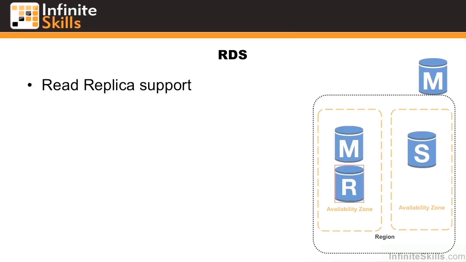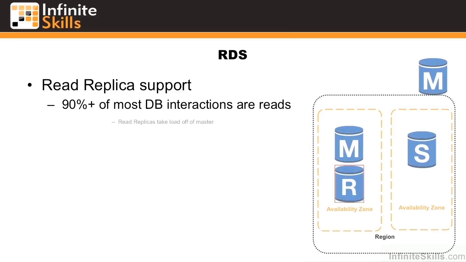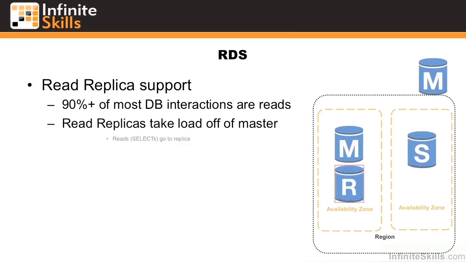RDS also provides read replica support. Read replicas allow you to direct most of your database interactions to the replicas themselves. On a typical web application, 90+% of most of the interactions with the database are reads, so this is a very good scaling mechanism. Read replicas take the load off the master by sending the selects to the replica.